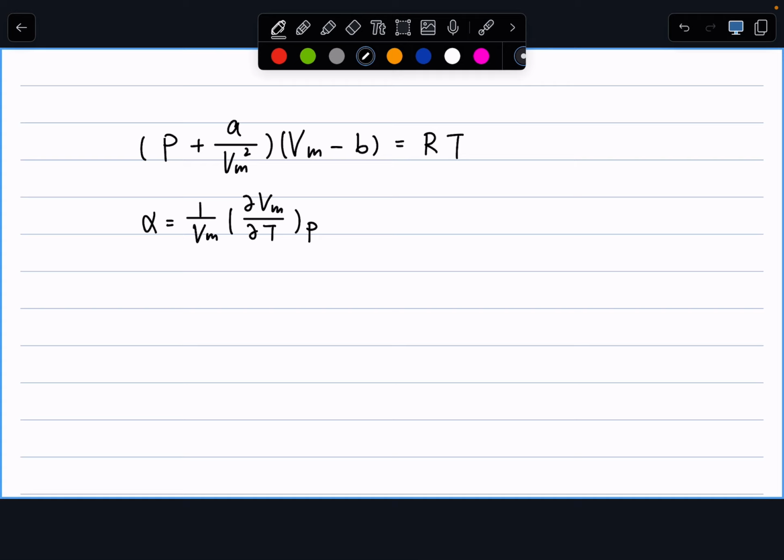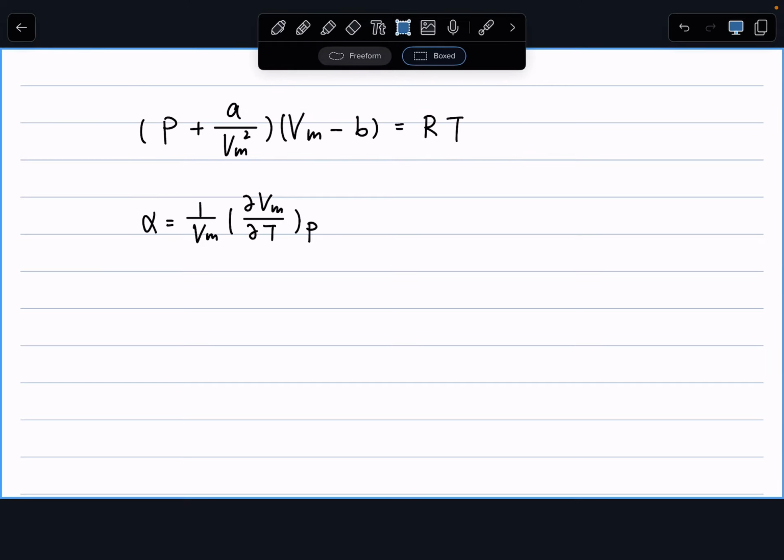So this one, we have three different ways to solve it. The first and the most complicated one is to try to solve this quadratic equation and get an expression of Vm in pressure and temperature. That's the most straightforward but too complicated for us to solve. Instead, we can use multiple calculus strategies to approach this problem.